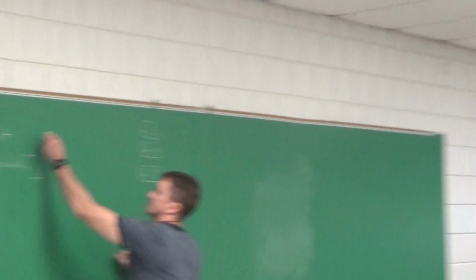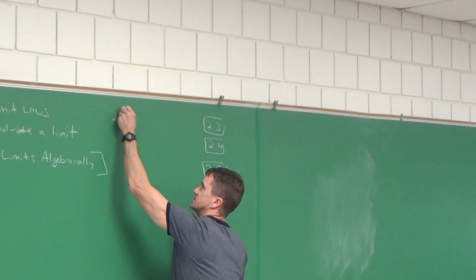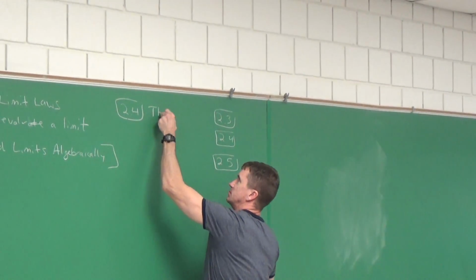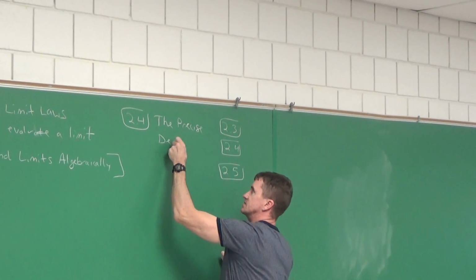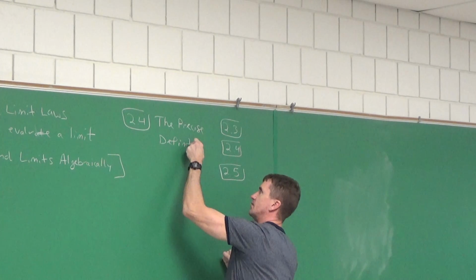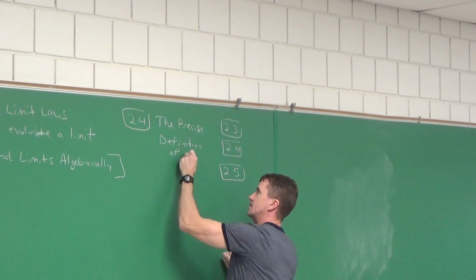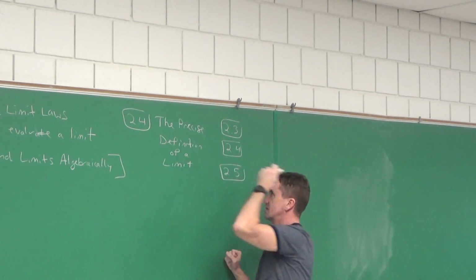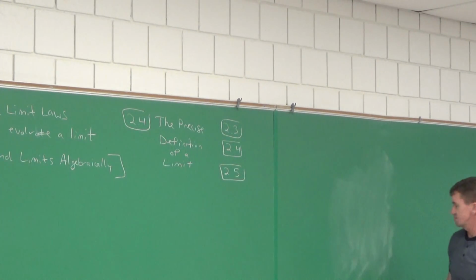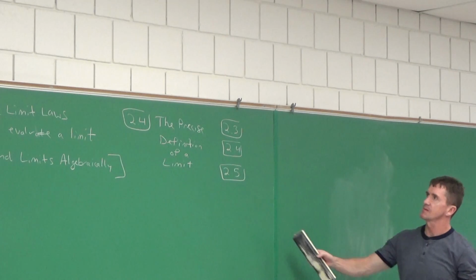2.4, what's that title? Well, that's the precise definition of limit. That'll be brief. It's the precise definition of limit. Like, how do you really define the word limit? As precisely as possible, what do we do? That won't be too far.